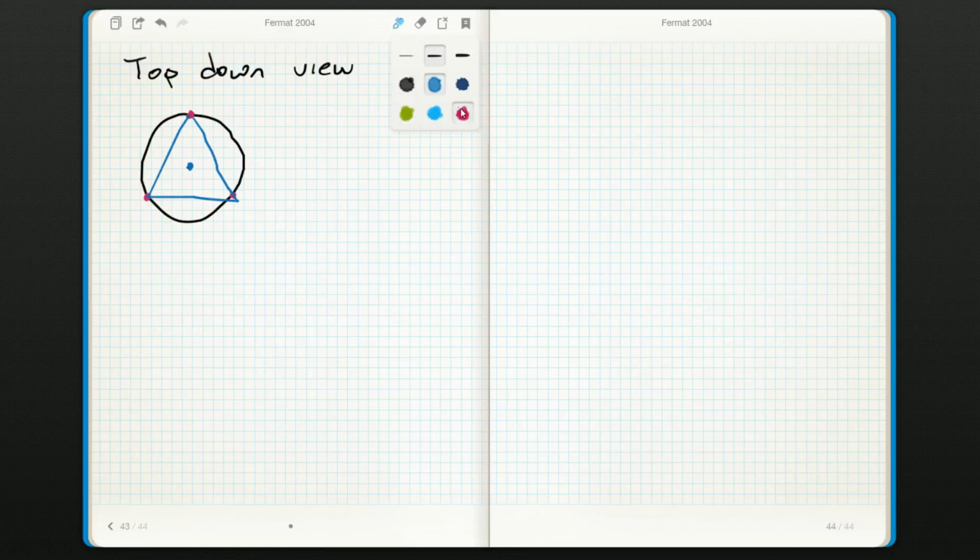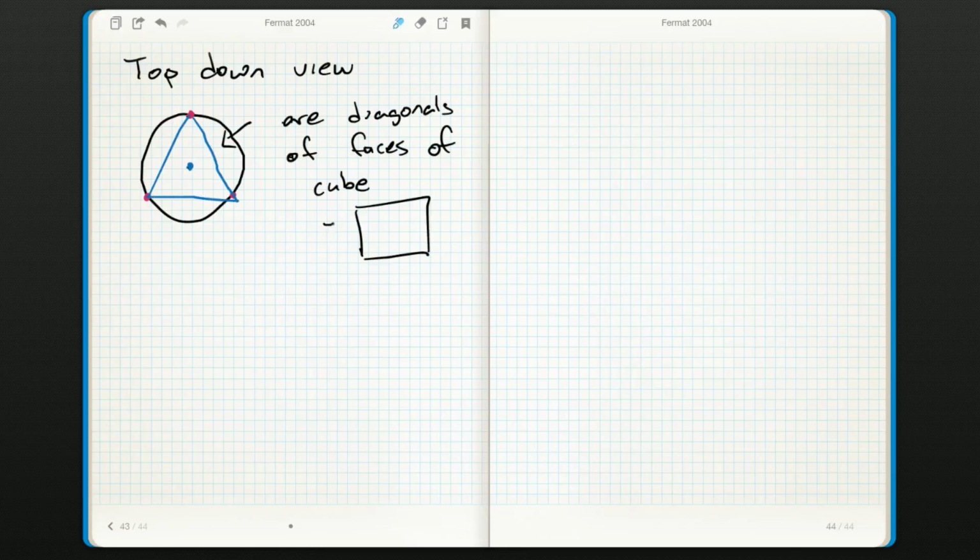And it forms an equilateral triangle. And these lengths here are diagonals of faces of the cube. And since the cube has side lengths 3, very quickly we're going to get that this is 3 root 2. So these side lengths here are all 3 root 2.